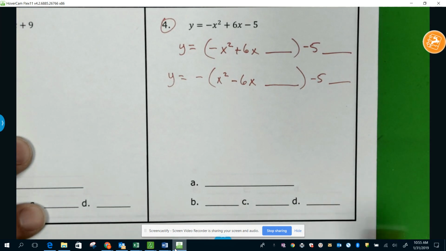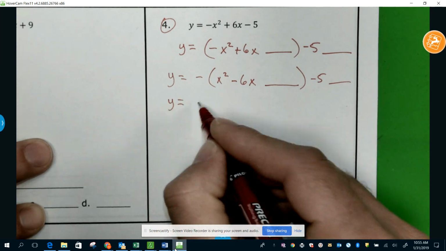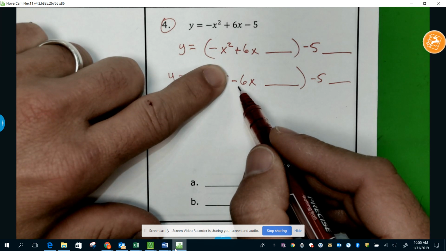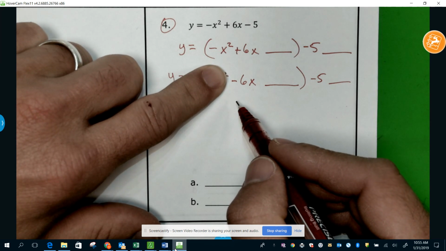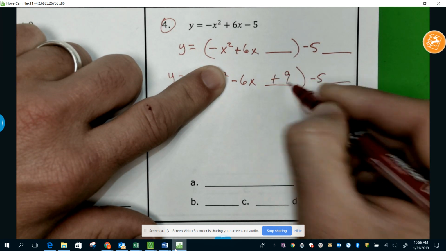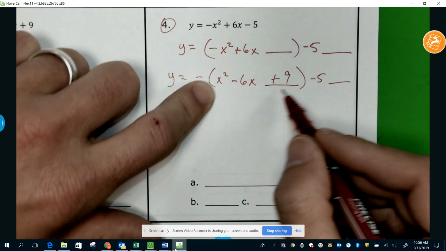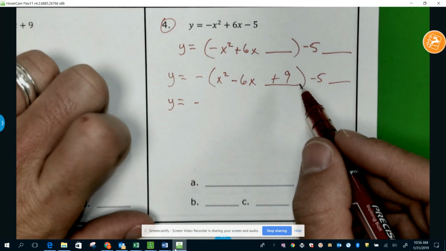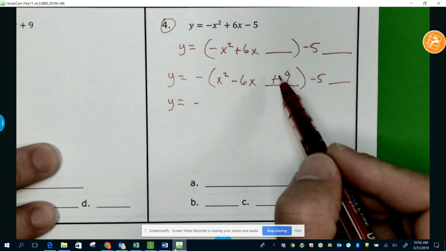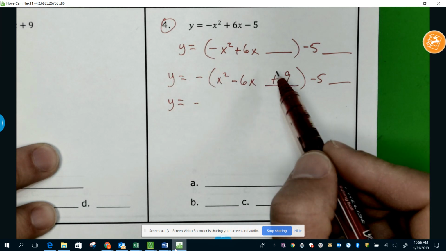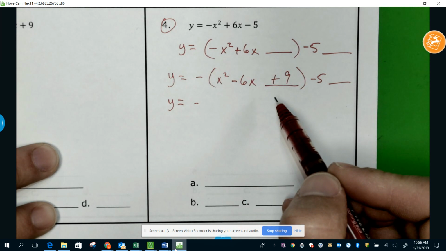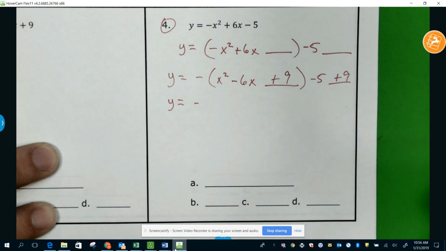Now I'm ready to fill in the blank. I've got a negative out front. Well, what's half of negative 6? It's negative 3. But then I have to square that. So negative 3 times negative 3 is positive 9. And if I put a plus 9, this is kind of confusing because I need to distribute my negative to my 9. Negative times 9 is actually a negative 9, which means this needs to be a positive 9.